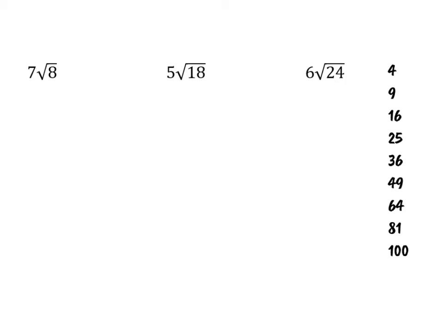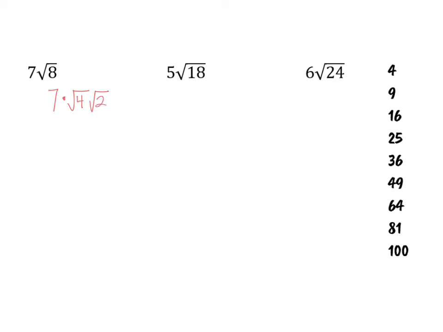I'm going to throw a coefficient out in front of that radical. Well, that coefficient's just being multiplied, so it's just one more thing we're multiplying. I would take my 7, and then I'd work on my square root of 8 and decide what's the perfect square that goes in there from my list. And I know that 4 goes into 8 times 2. That's how I get to 8.